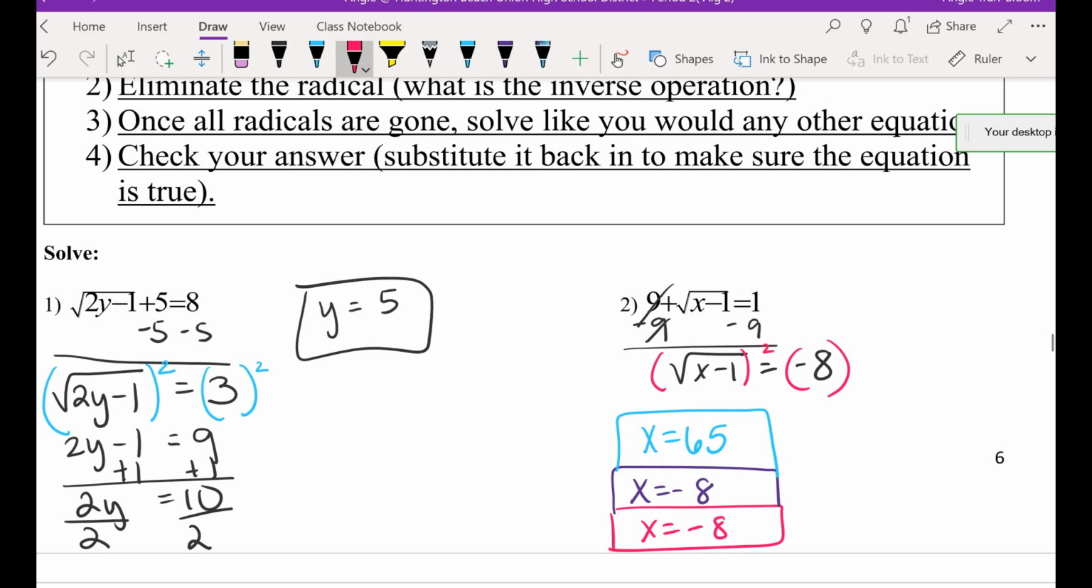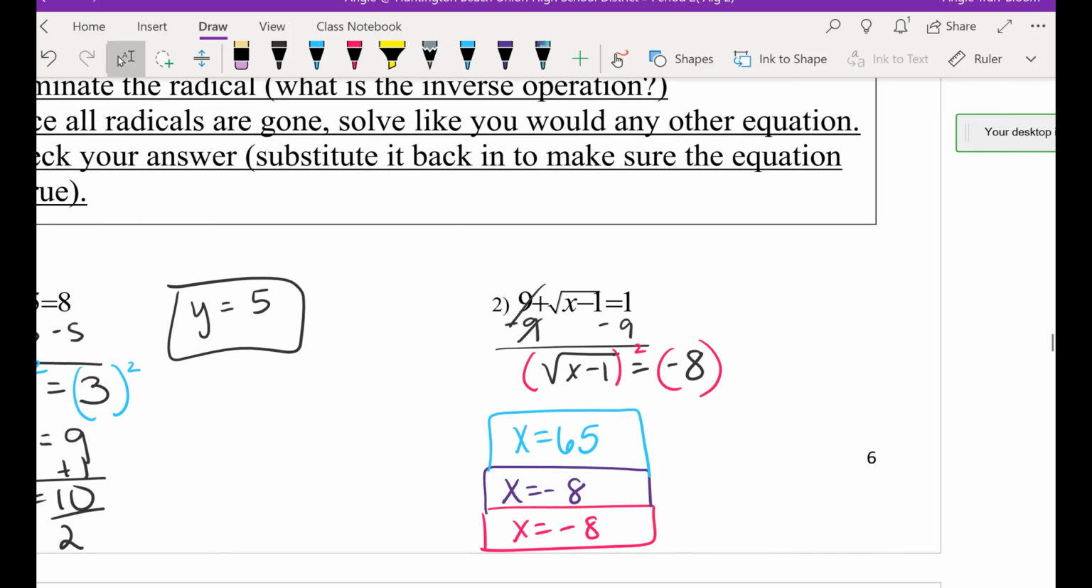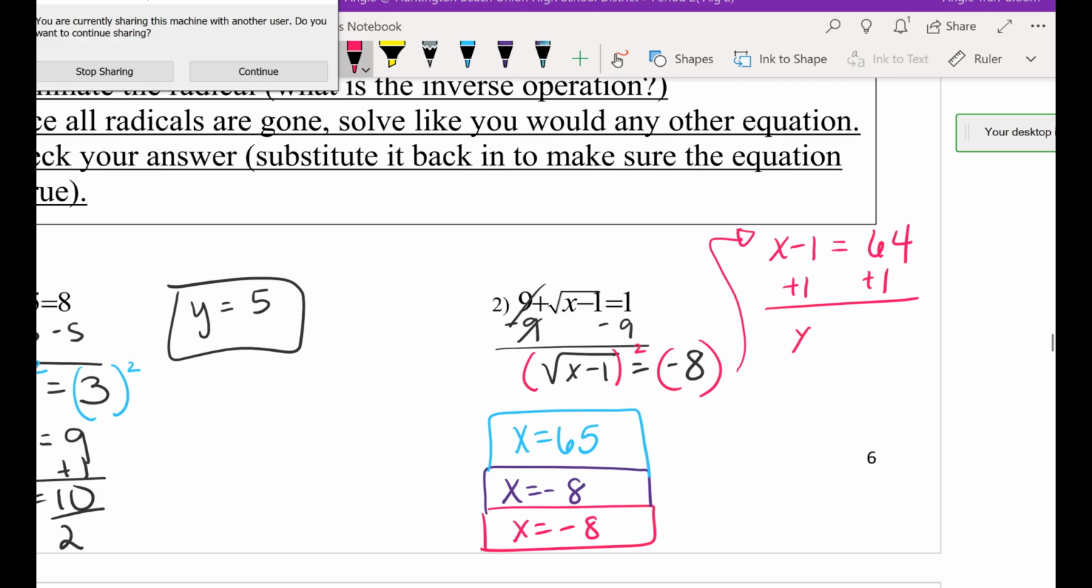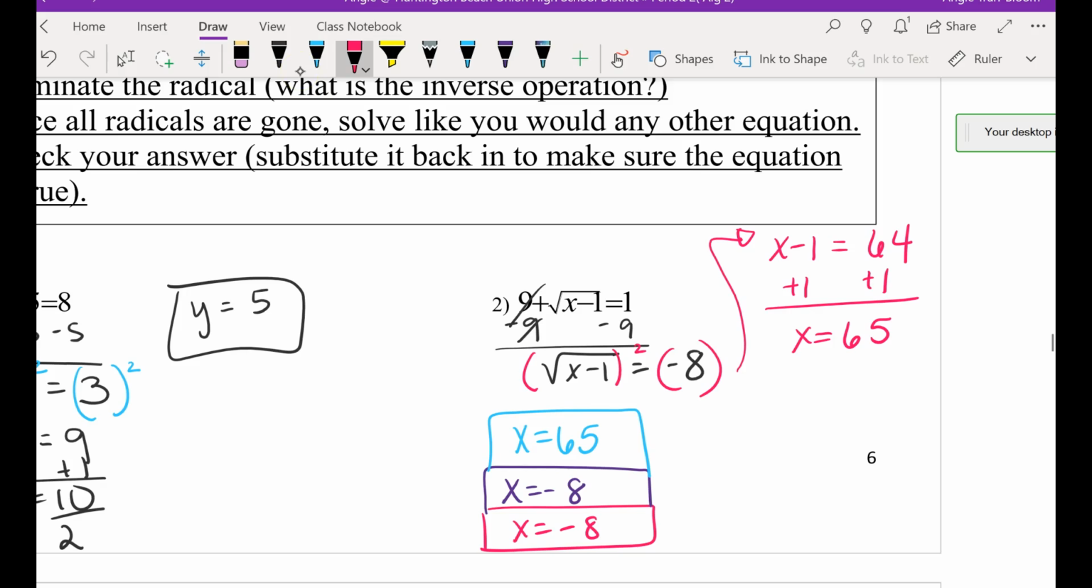If we square both sides, the radical and the power of 2 undo each other. So what's on the left-hand side, Lena? Very good. Equals -8 squared is what, Victoria? 64. Add 1 to both sides. X equals 65. Did you check it? Yeah. No real solution. Oh, let's check it then together.